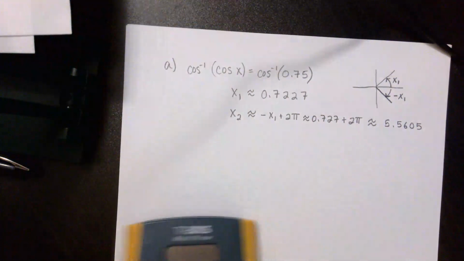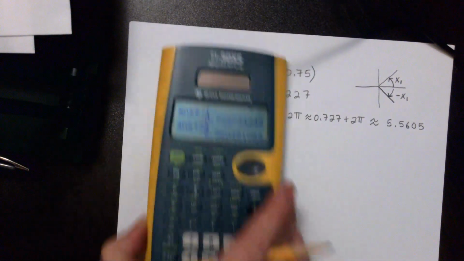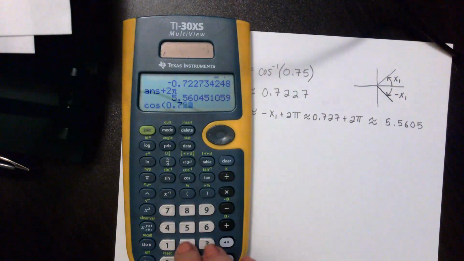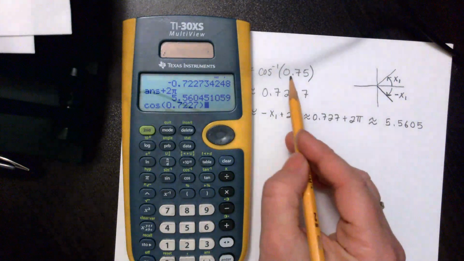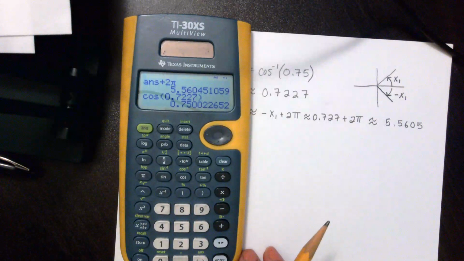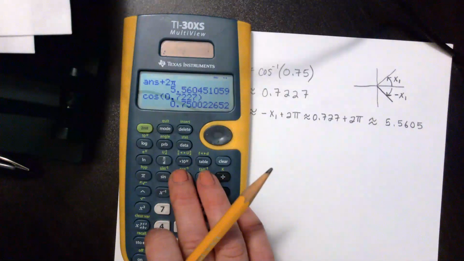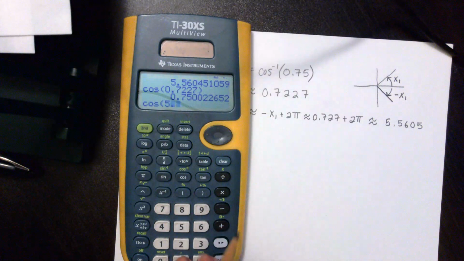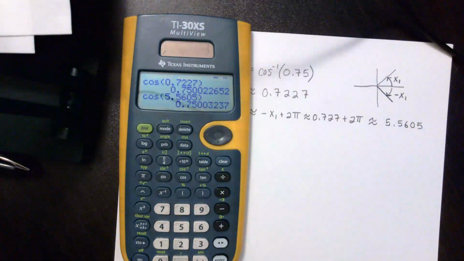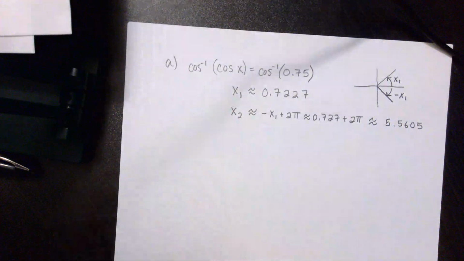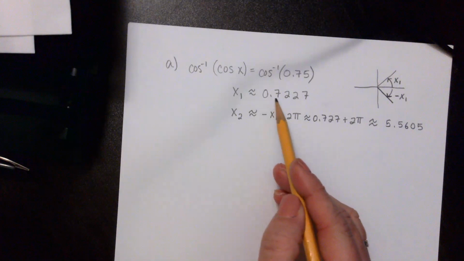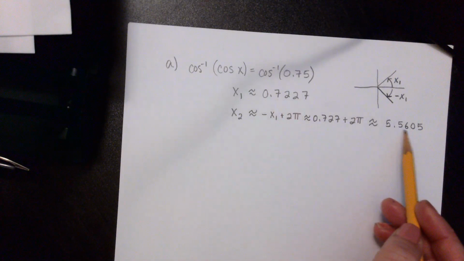So what I like about these problems especially is we can check these. So I want to see if cosine 0.7227, I want that to be 0.75 or about that because we've rounded a little bit. It's right in there, so that's good evidence that I got it correct. And second, cosine of 5.5605. Again, good evidence that we have it correct. So the two values that are answers to this problem are 0.7227 and 5.5605.